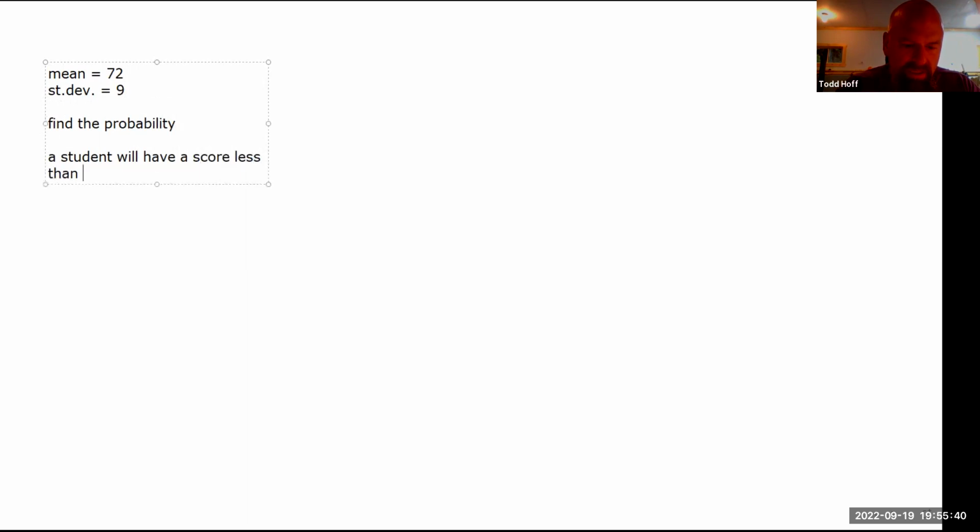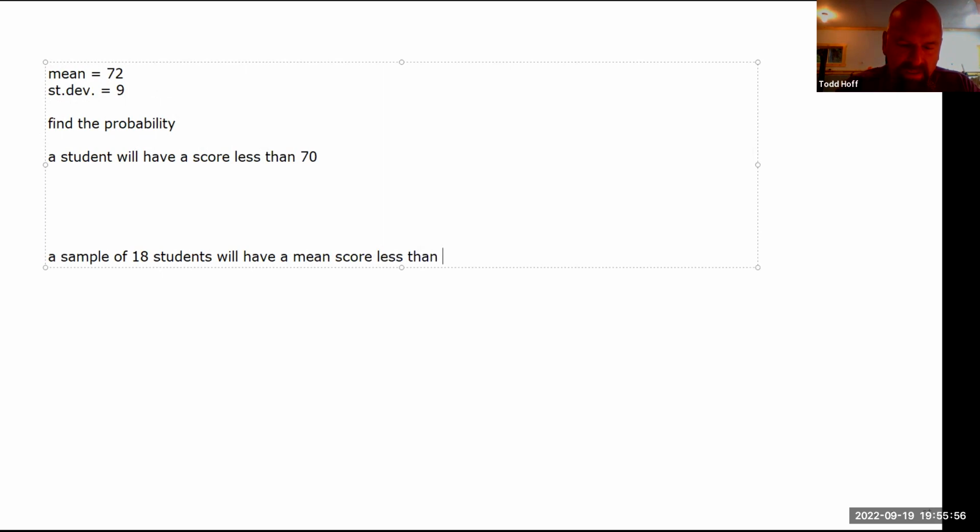So again, population mean 72, standard deviation of 9. Find the probability a student will have a score less than 70, and that a sample of 18 students will have a mean score less than 70.